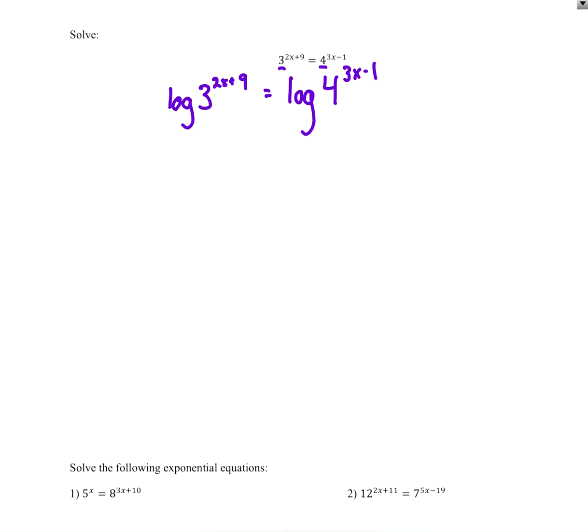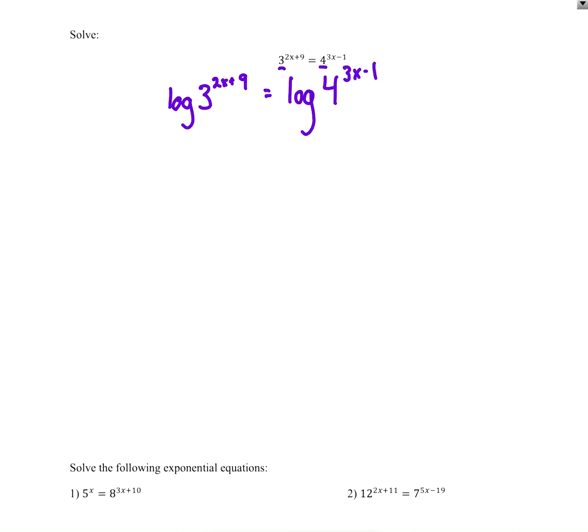So first of all, we can log both sides because logging is just an operation. It's like subtracting 5 on both sides or multiplying by 2 on both sides. That's going to keep an equivalent equation. So both sides are still going to remain equivalent if we do the same operation to both sides, which in this case is logging both sides.